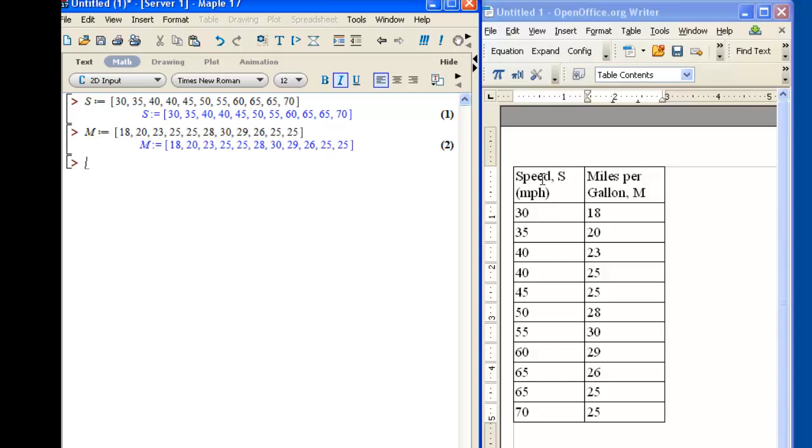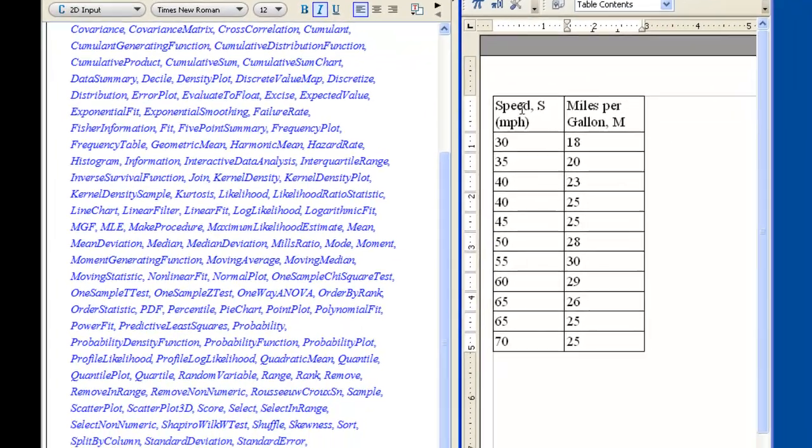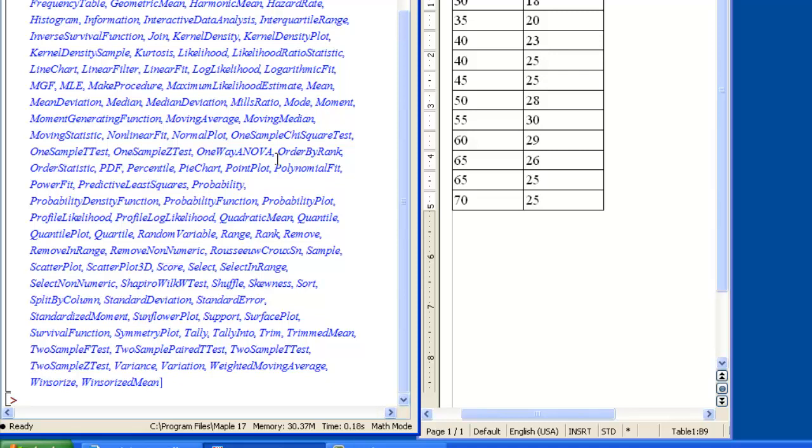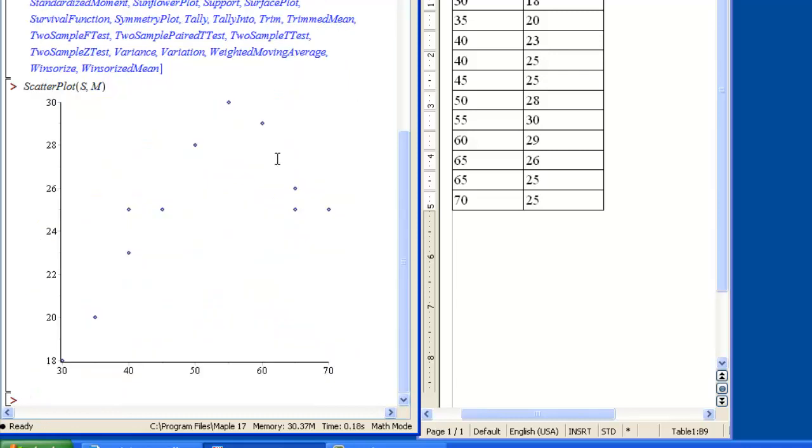So now that we have our data vectors, we're going to make a scatter plot. Remember to use the scatter plot command, and also to use the function we're going to use to get a polynomial that best fits this data, we need the statistics package. So we type with statistics, and it gives us access to all that stuff. So now let's make our scatter plot. We take a scatter plot of our vector S and our vector M. And there we have our visual representation of the data.